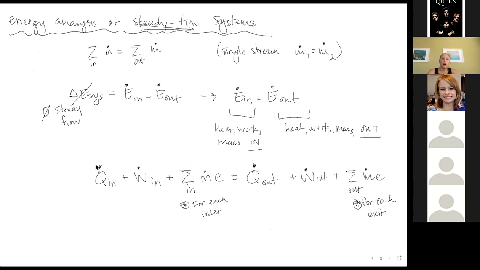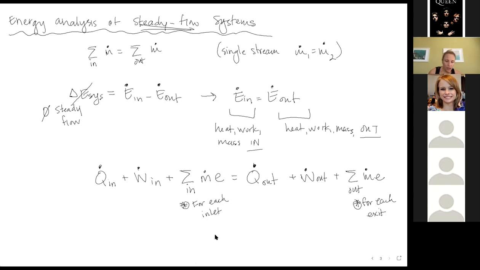So we have our heat and work plus our fluid energy mass movement: a heat, work, and mass term for coming in, and a heat, work, and mass term for going out. Sometimes in the examples we're looking at, we have multiple inlets, so multiple streams coming in. And even if we have one stream coming in, we might have multiple streams leaving. For example, water flows into a system and half of it goes north and half goes south. So you can have multiple exits or multiple inlets.